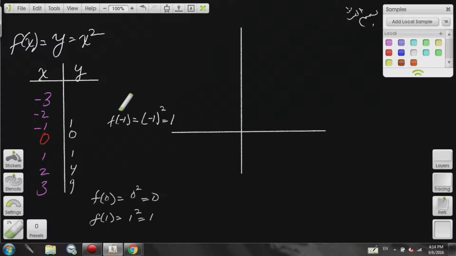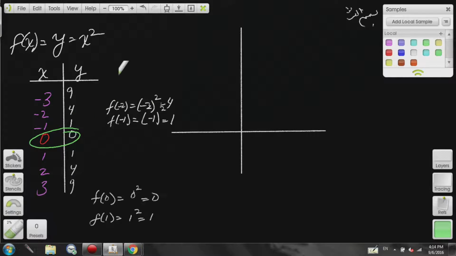F of negative 2 is negative 2 squared, and that is 4. And negative 3 squared is 9. And you can even see here, 0, 1, 4, 9, kind of like a mirror. So then, now let's graph this.